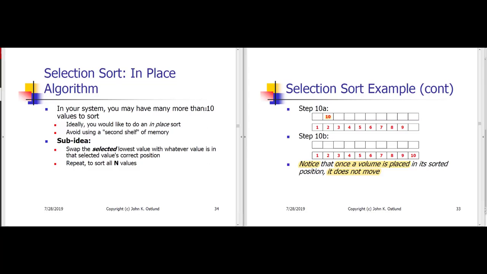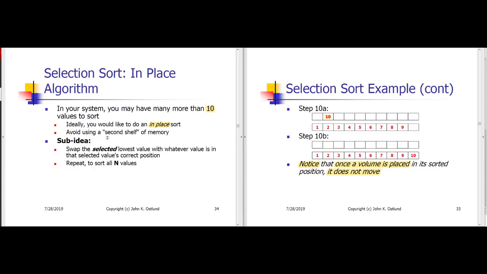So, for our trivial little example here, we've only got 10 volumes in the History of Flugelland, but of course your real data set may have millions of values in it, and you don't want to have to rely on having another million slots of memory sitting around waiting to receive that sorted information. So what we'd like to do instead is to do what's called an in-place sort, where in effect we're only using a single shelf to sort all of our values.